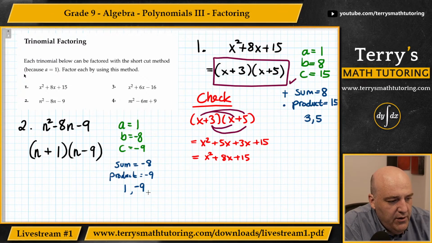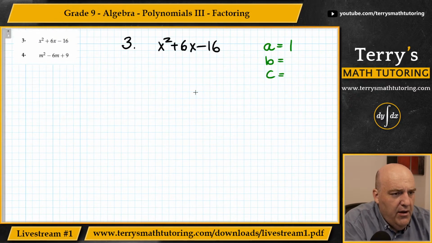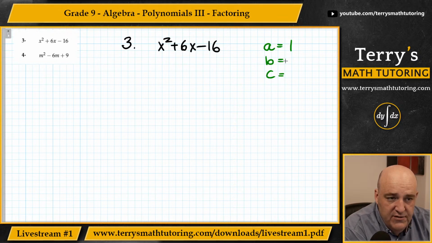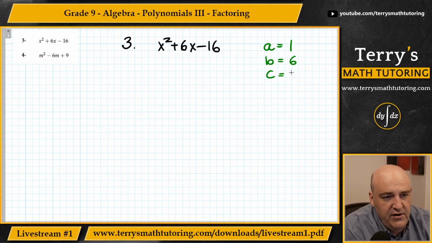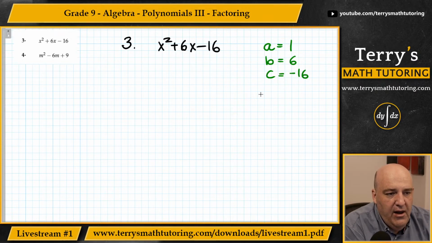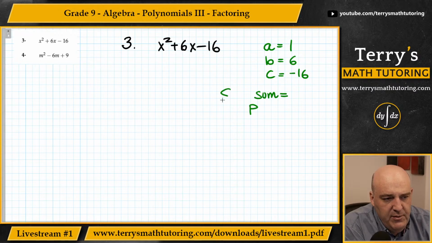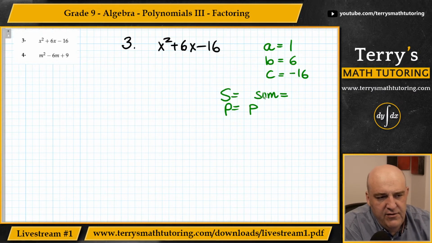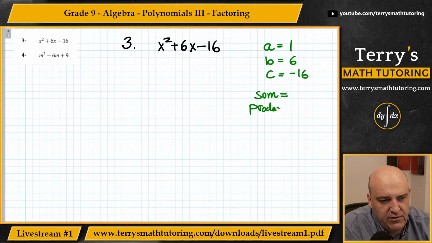Okay, so b here is plus 6 or just 6, and c is not 16, it's negative 16. And now let's find the two numbers that we want. Sometimes people just write S and P instead of sum and product. It's up to you. I'll just write the full words out. So the sum needs to be b, and the product is a multiplied by c. 1 times negative 16 is negative 16. So we got to think about that now.